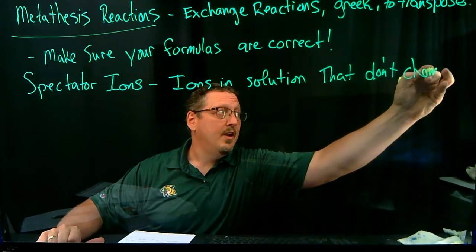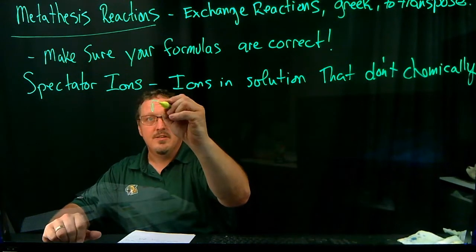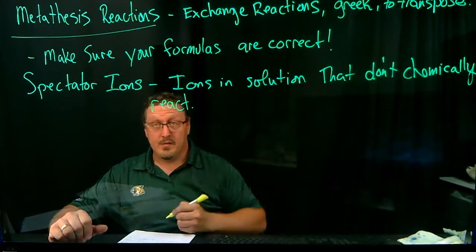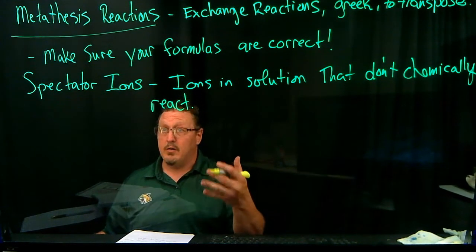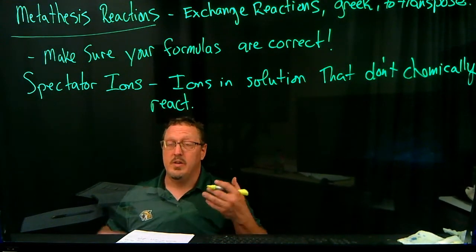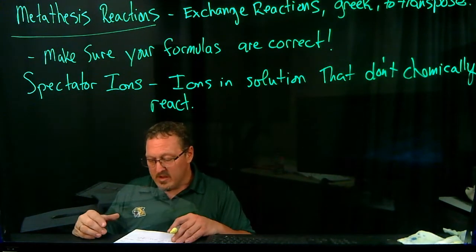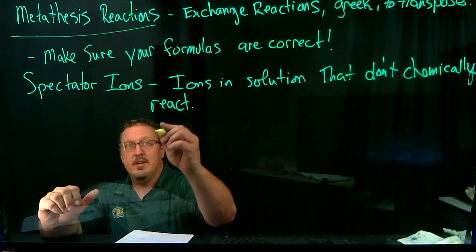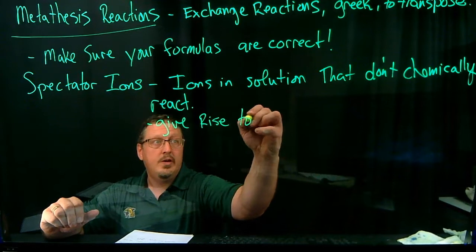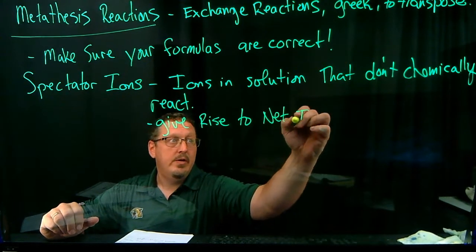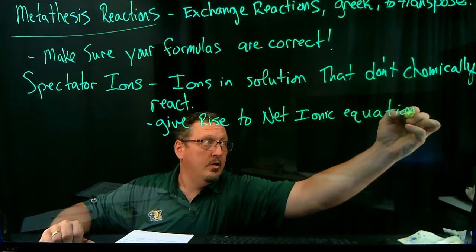And because they don't chemically react, they don't do anything in the reaction. They're just there. And so that allows us to take those things out of our solution to make sure that we can just work through it and do what we got to do and not worry about it. Okay? And so these spectator ions give rise to what we call net ionic equations. You remember those? I hope you do.